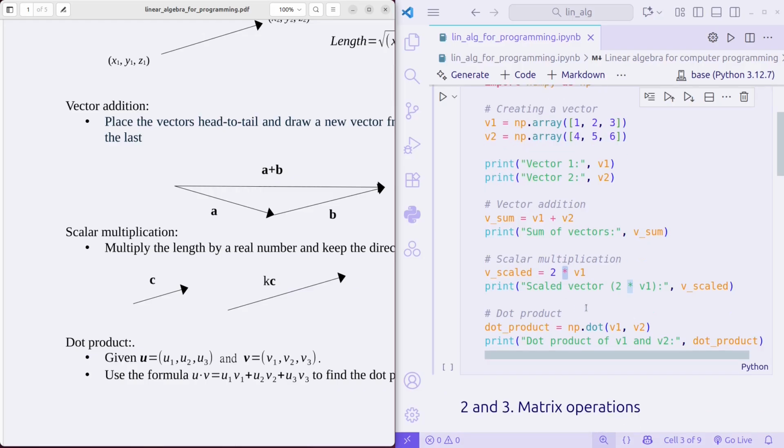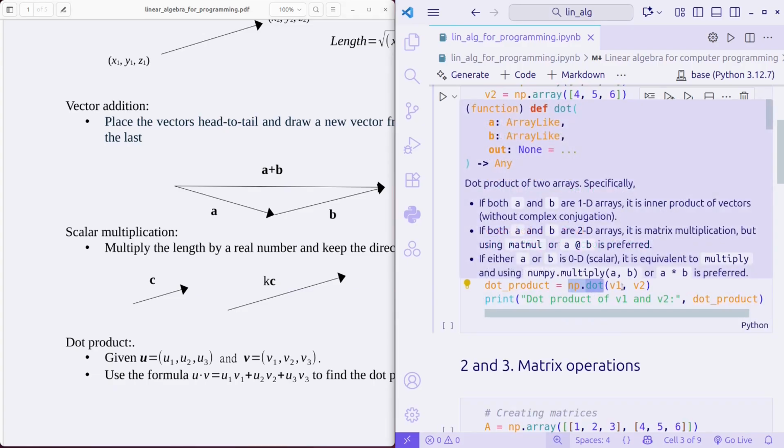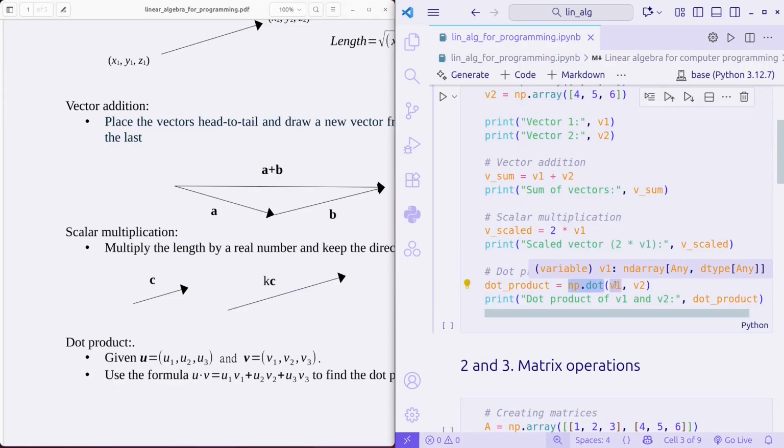Okay, and if I want to do the dot product, I need to use np.dot. So we have the function, and we put the two vectors to take the dot product into the np.dot function, and then I'm able to get the dot product. So let us see the result of running the cell.